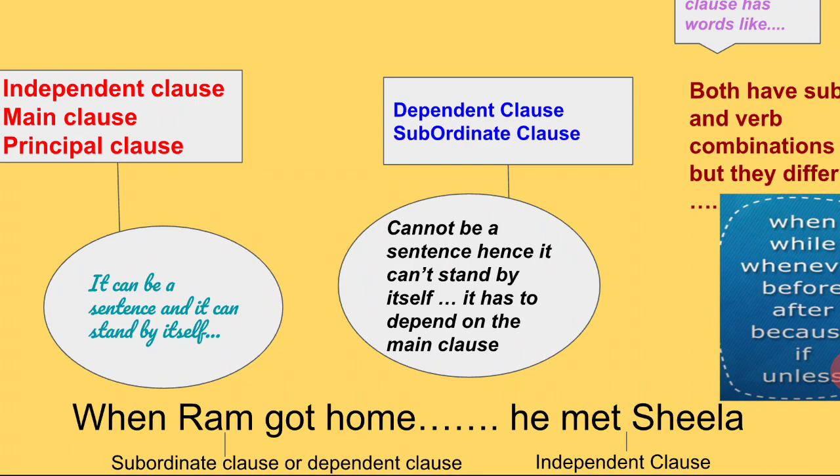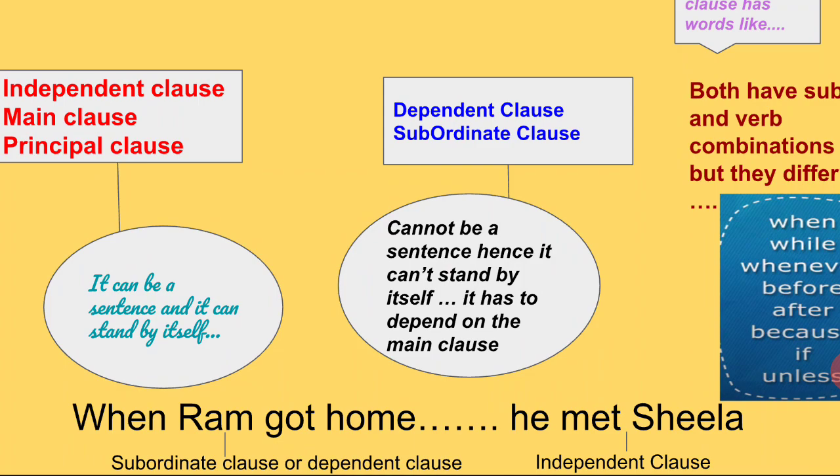So in the first group of words, when Ram got home, even in this group of words, you have a subject, you have a verb. But when you read that and find out whether it gives complete meaning or complete sense, when Ram got home, tell me, when Ram got home, what happened? Because the meaning is incomplete. Though it has a subject and verb, the meaning is incomplete. It has to depend on the main clause. That is why this group of words is called a subordinate clause or dependent clause.